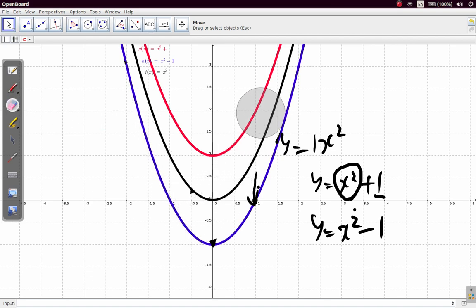So again, the original function that we had was y equals x squared. y equals x squared plus 1 moves each point of y equals x squared up 1 unit. It adds 1 to each point. y equals x squared minus 1 actually moves y equals x squared down 1 unit. Alright, so we'll continue looking at this topic in a different video.